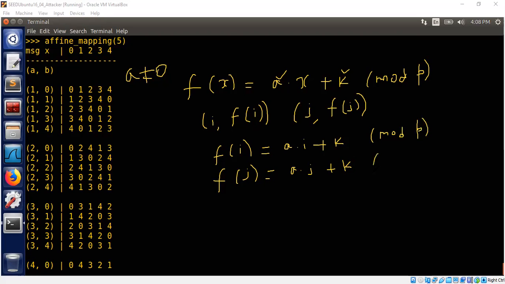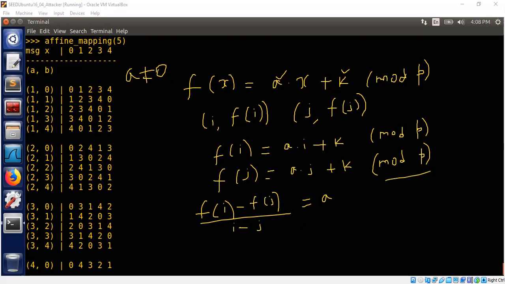Okay. So if you subtract, the reason why we work with mod P should be clear in a minute. If I subtract these two, I get f of I minus f of j. And if I divide it by I minus j, I get A. It looks like a fraction or decimal, but you should not worry because we are working with mod P. This really means multiplying by I minus j inverse. So I can get rid of this, and it is equal to A. So you immediately found A.